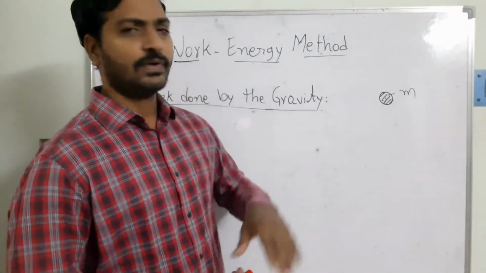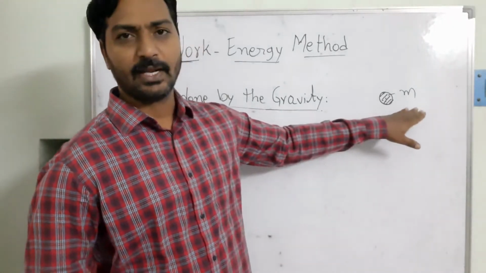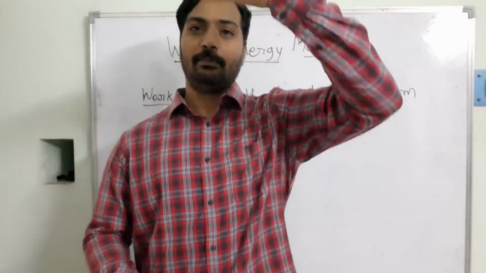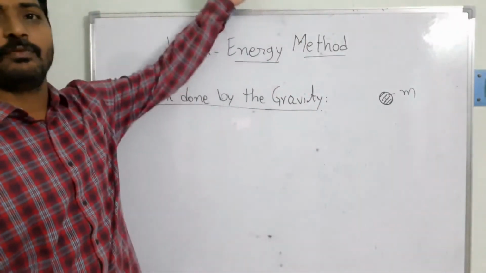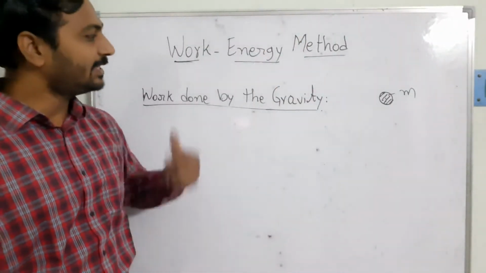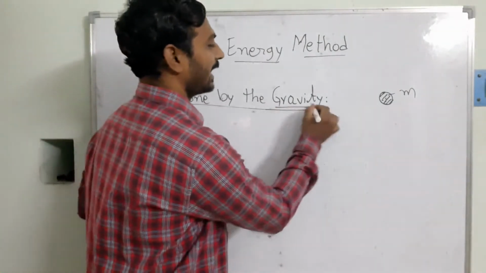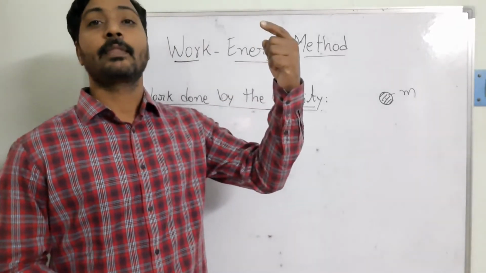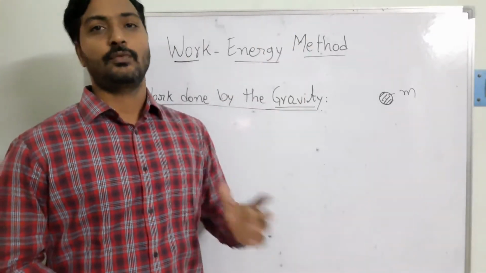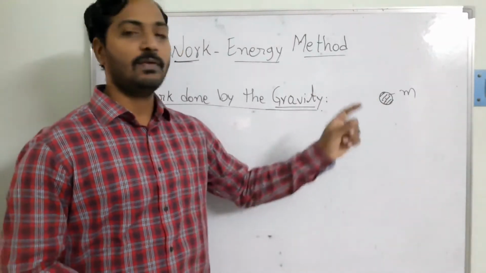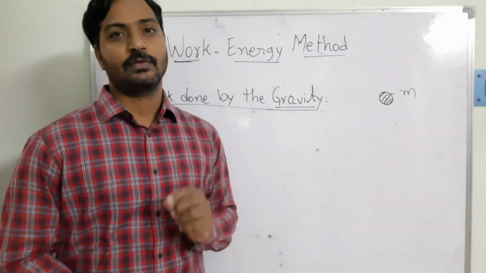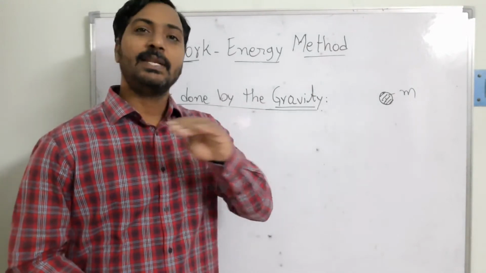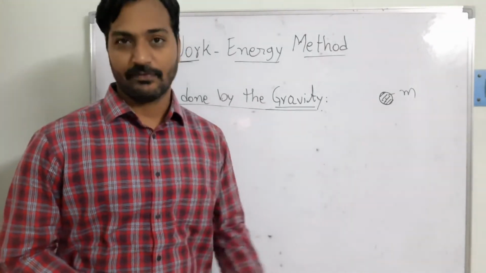For this, I have taken a particle of mass m moving in the vertical plane. Suppose this wall is your vertical plane, right? When the body moves either vertically upward or vertically downward, the particle is subjected to the gravitational force. When a body moves in the horizontal plane, the gravitational force has no such effect.